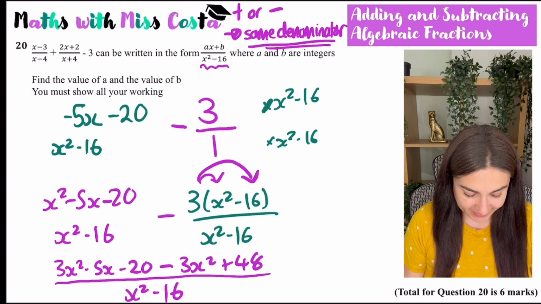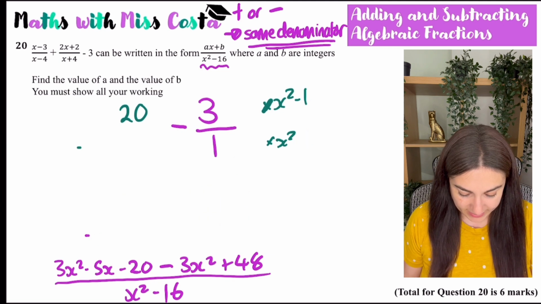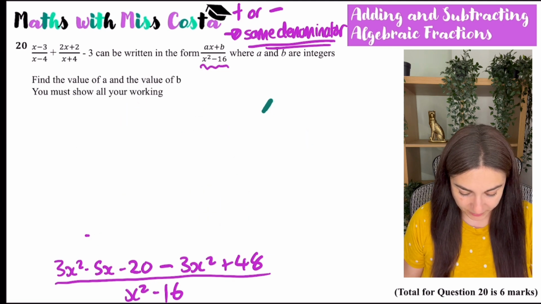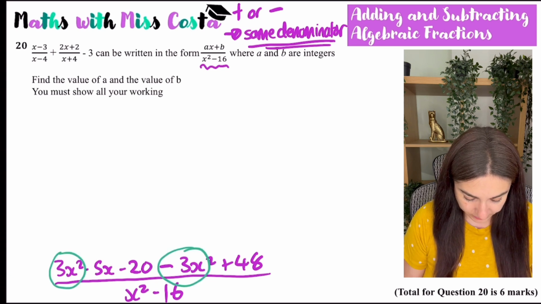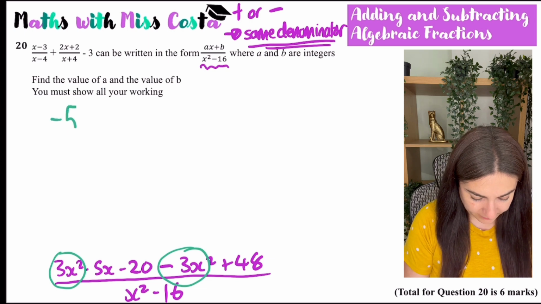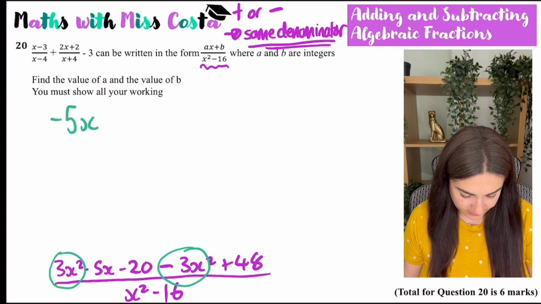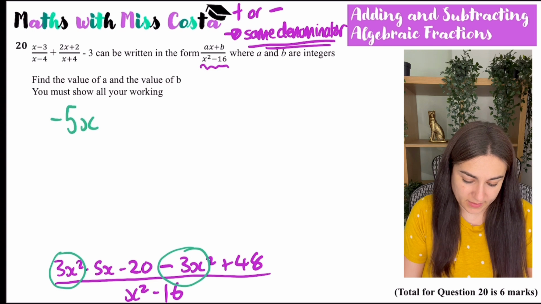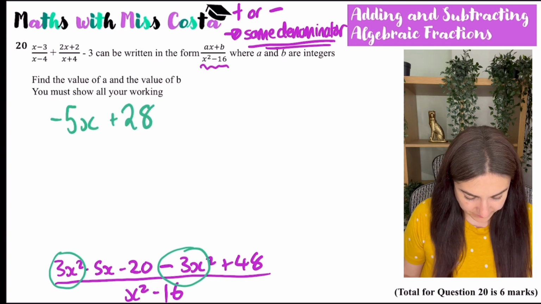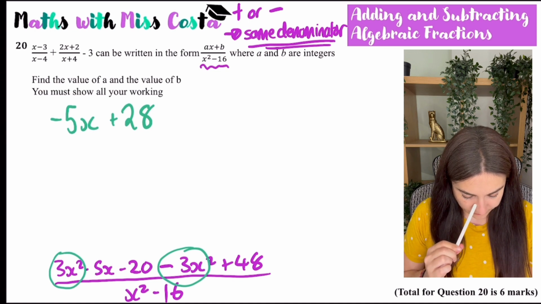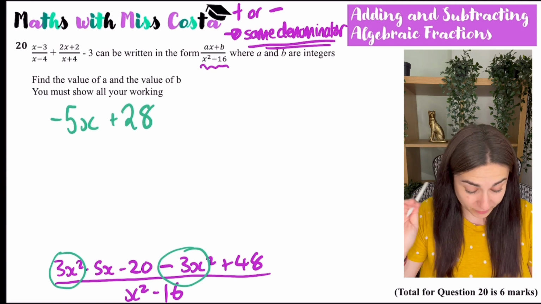So let's clear this up and continue simplifying. So 3x squared minus 3x squared cancels. Then you're left with minus 5x and then minus 20 plus 48. So 48 take 20 is 28. Have I missed something? Maybe not. No, I'm sure it's fine.